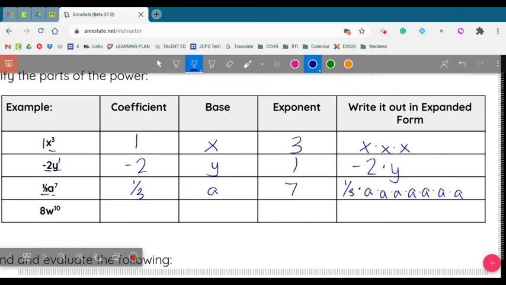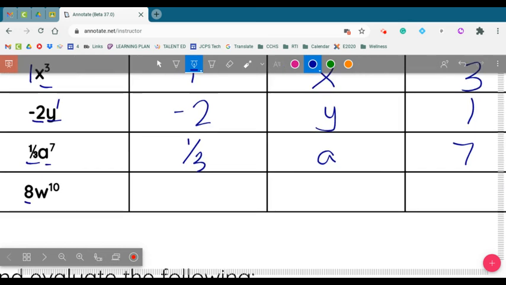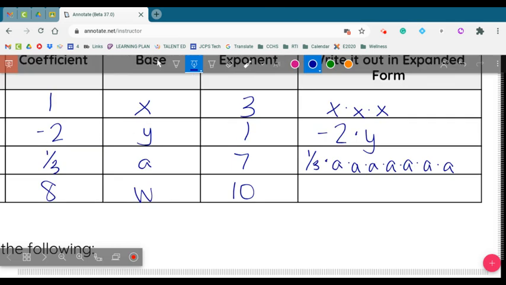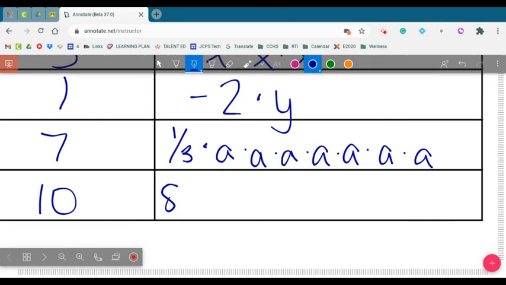Okay, next one we have 8w to the 10th. So our coefficient, again, is the number in front. Our base is w, and then my exponent is 10. So that means I have 8, and then I have w 10 times. So I have 8 times w times w times w times w.